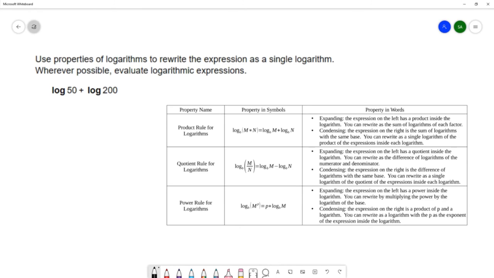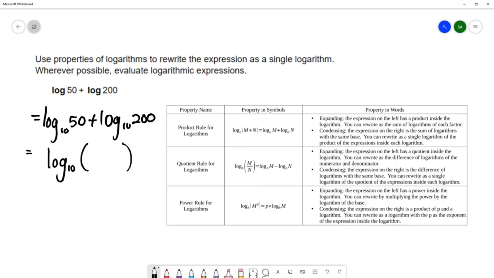So this actually means log base 10 of 50 plus log base 10 of 200. Now that we are sure that we have the same base, we're going to condense these using that product rule. We condense to a single logarithm of base 10, and we condense with multiplication. So that's 50 times 200. That's log base 10 of 10,000.